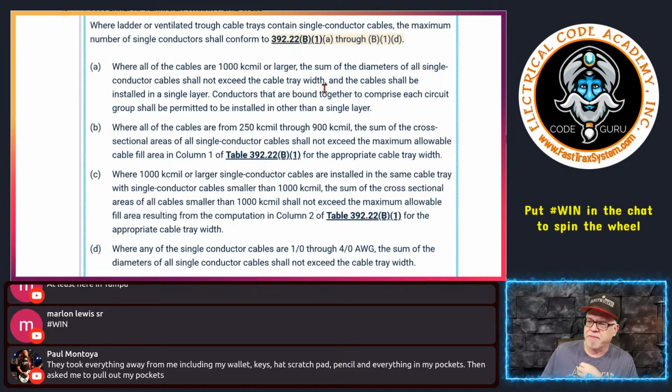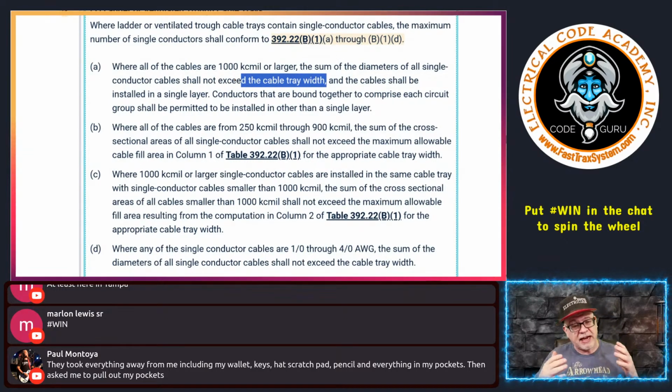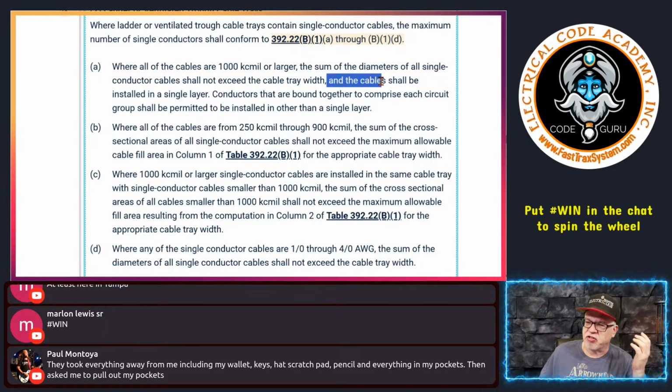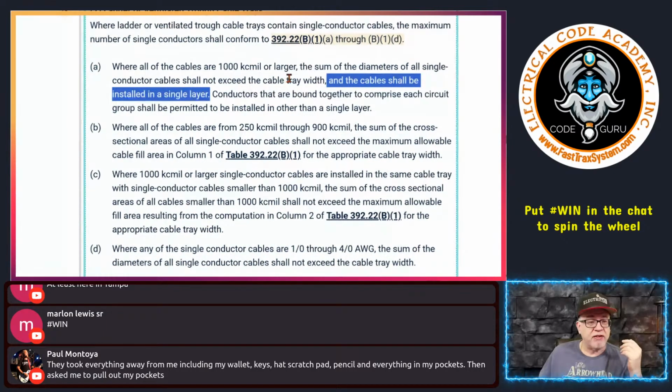So in that case, where the cables are 1,000 kcmil or larger, the sum of the diameters, not the volume, the sum of the diameters for all single conductor cables shall not exceed the cable tray width. So your tray has to be wide enough to handle the number of conductors that you're trying to put in there, okay? That's common sense, right? Then it says, and the cables shall be installed in a single layer. Okay, so for these larger ones, it's all about the width of the cable itself or the conductor itself, and the tray interior dimensions have to be wide enough to accommodate the number of cables or conductors you're planning on putting in there, okay?